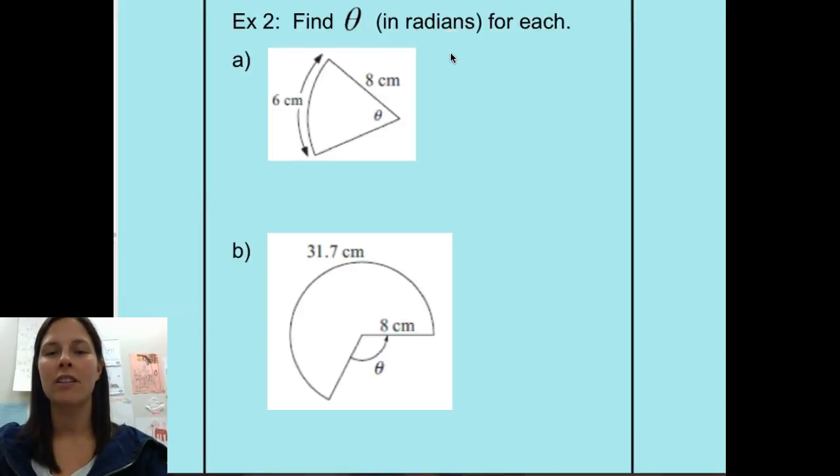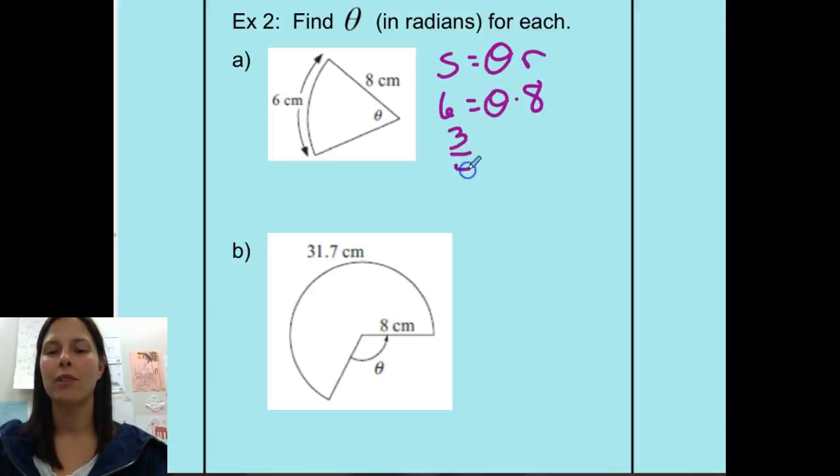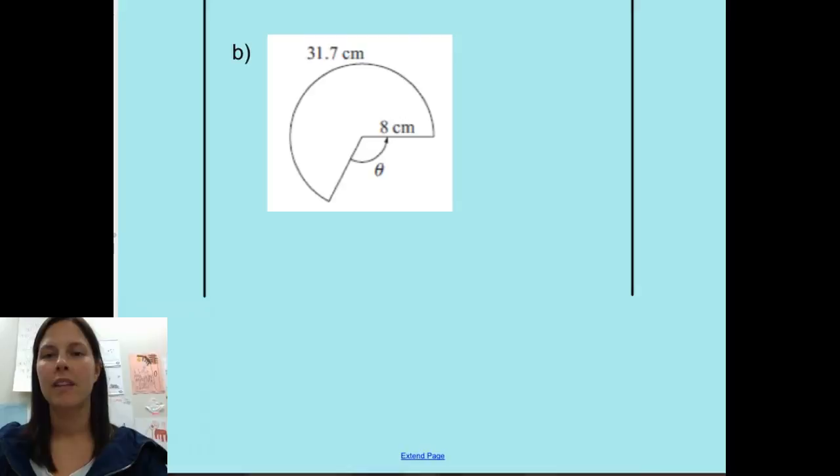This time we have the arc length, and we need to solve for the measure of the central angle. So we substitute 6 for our arc length, 8 for our radius. When we divide both sides by 8, we get 3/4 for our angle. Part B, notice this time the angle is not included for that arc that we know. So we'll have to do an extra step to solve for this one.